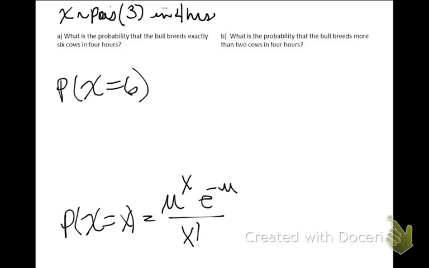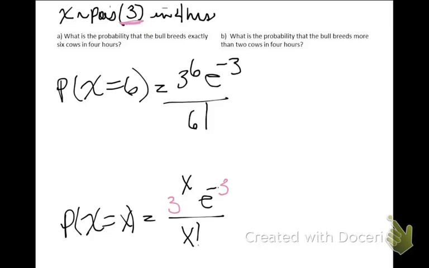Here's the probability formula for the Poisson distribution. We're dealing with a case where mu is fixed to the number 3, so let's go ahead and replace mu by the value 3. Now that we have a general formula, let's go ahead and work through the case when x equals 6. This would be 3 to the 6th power, e to the negative 3 over 6 factorial. Typing this in our calculator, we get back 0.05. So there's a 5% chance that the bull would breed 6 cows in a 4-hour time period.